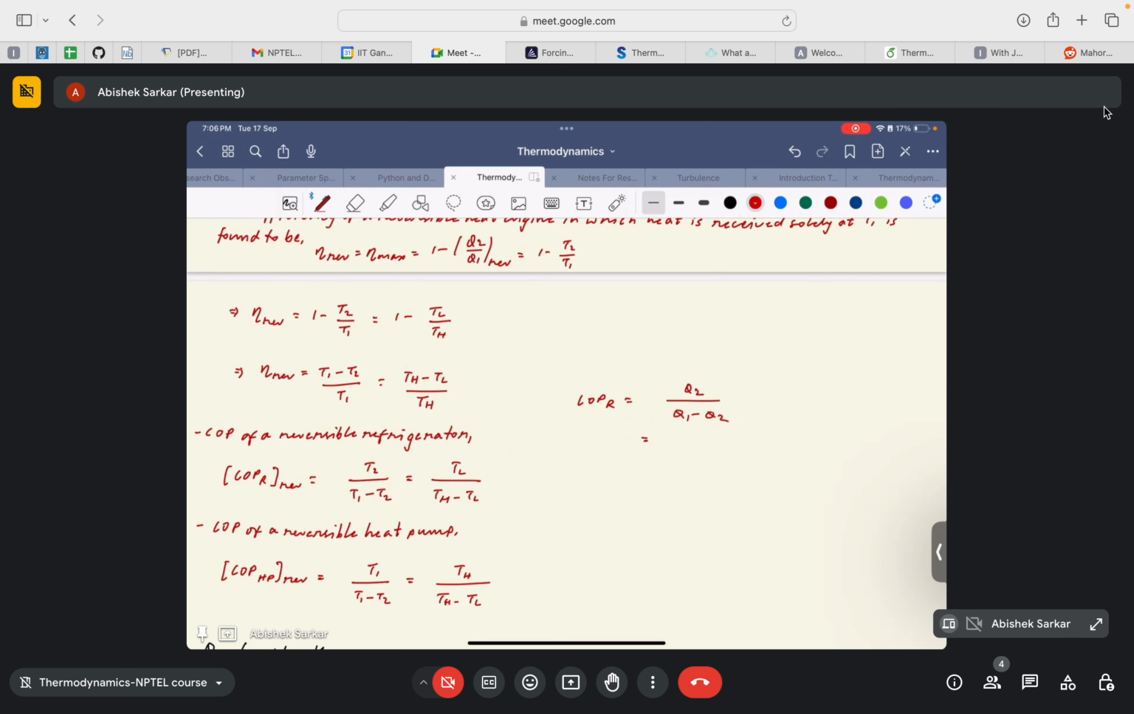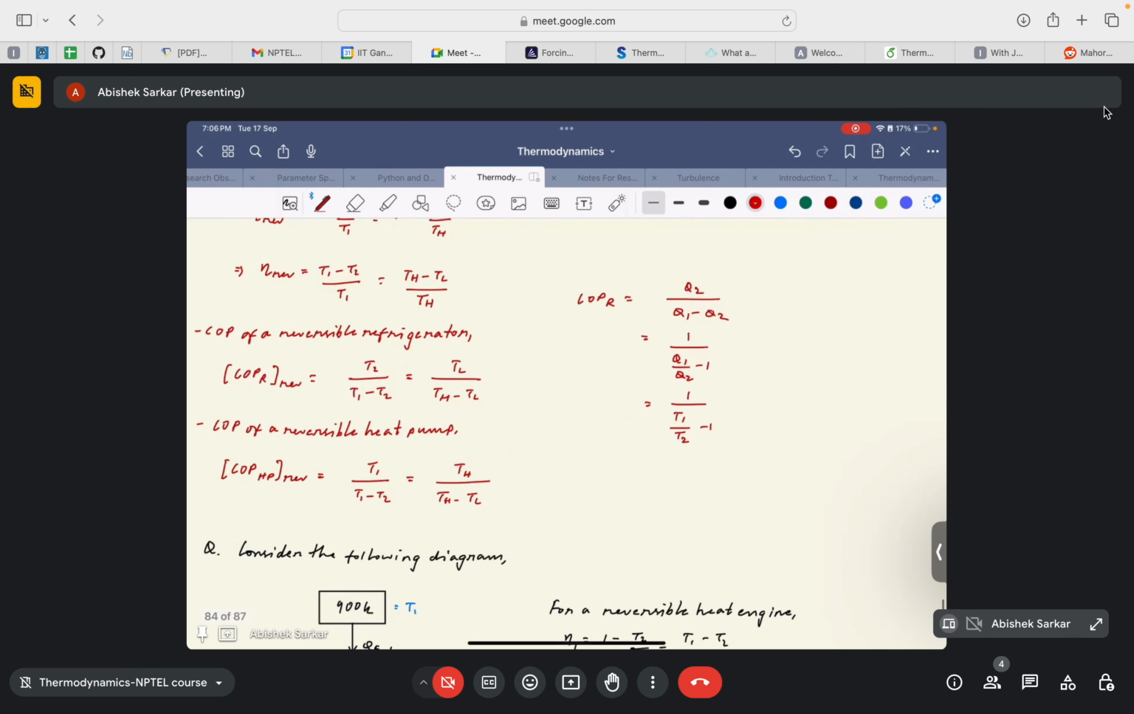Okay, now if I take Q2 in the denominator, I will have 1 by Q1 by Q2 minus 1. Since we know Q1 by Q2 is T1 by T2 for a reversible process, a reversible refrigerator, I will have this as T2 by T1 minus T2. Numerator must be 1, yes. I will let you know about it. Thank you for mentioning that. Okay, thank you so much. So this is T1 by T2. Similarly, for a heat pump, it will be T1 by T1 minus T2.